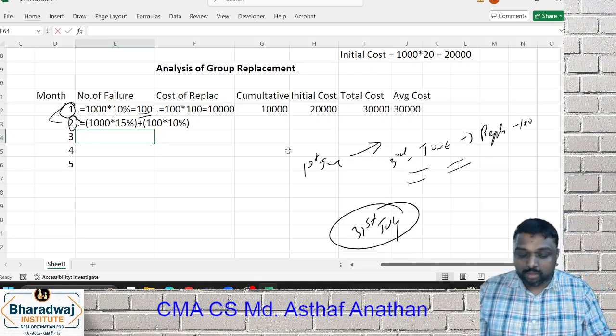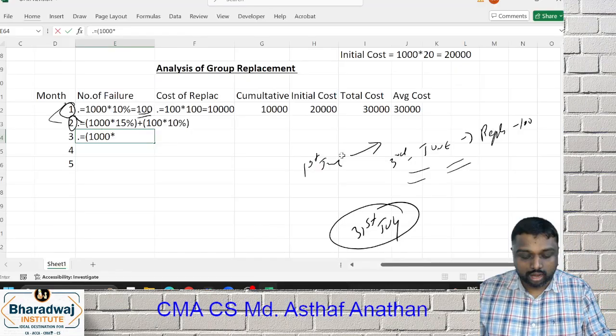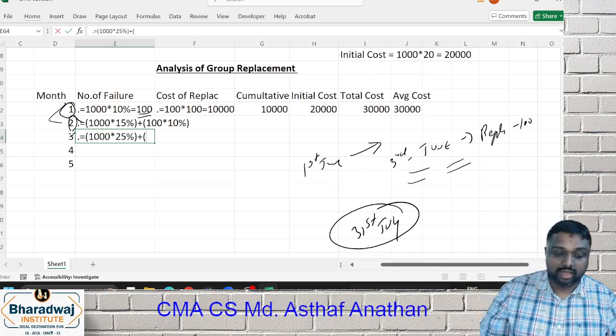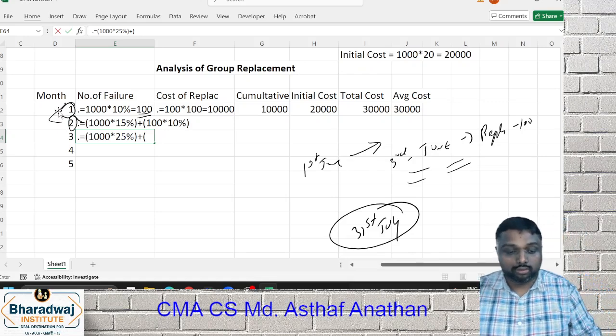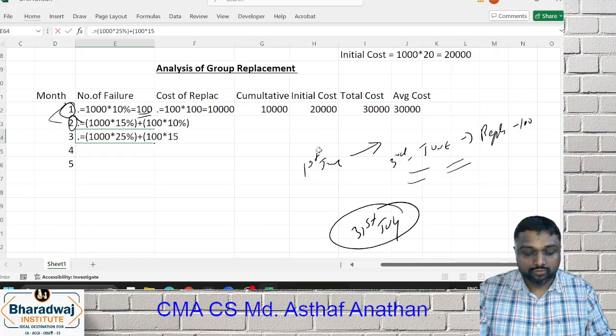Now the 3rd month is coming. What will happen? 1000 in the 3rd month, so 1000 will have what? 25. This 100 which is from the 1st month, now we are in the 3rd month. So from the 3rd month to the 1st month, the gap is what? 2 months old. So this 100 is 2 months old. That failure is what? 15%.